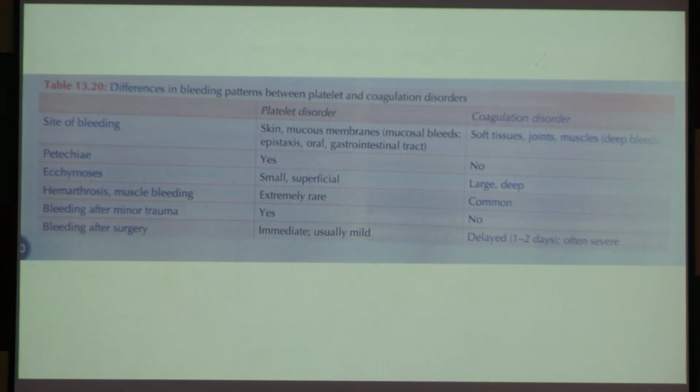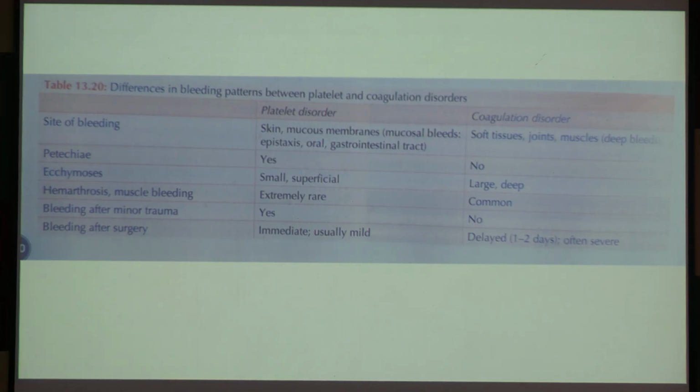Petechiae will be present in platelet disorder. Ecchymosis in platelet disorder will be small and superficial, and in coagulation disorder, ecchymosis will be large and deep. Then hemarthrosis and muscle bleeding. The site of bleeding in coagulation disorder is joints, muscles.